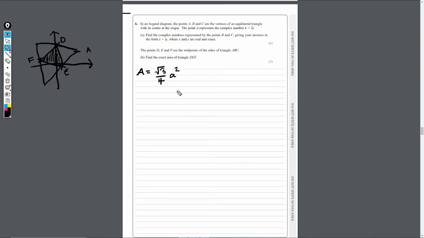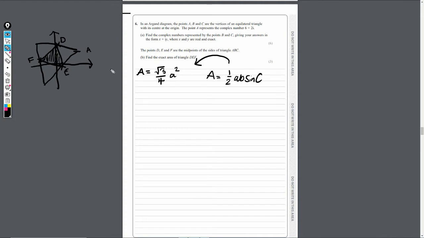Another way you could do this would be to use A equals a half ab sine C, so just your trig. Now obviously this formula here is derived using this, so it's whichever equation you're more familiar with. This one's easier to work with, so if you've come across this and you know how to use it, which is pretty simple, it's just using the length of the equilateral triangle, then I'd just use this. It makes life really easy.